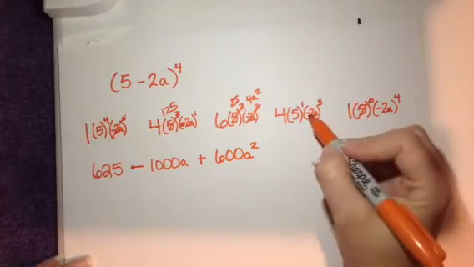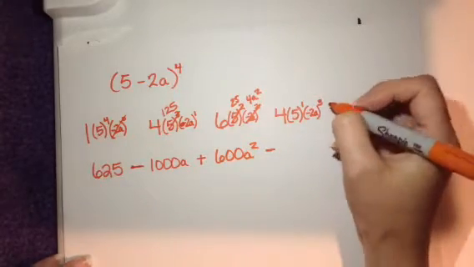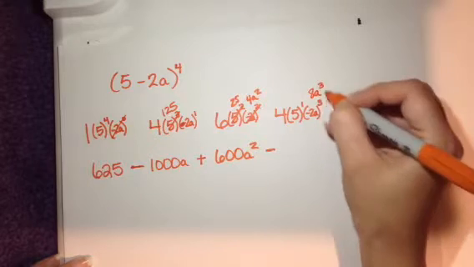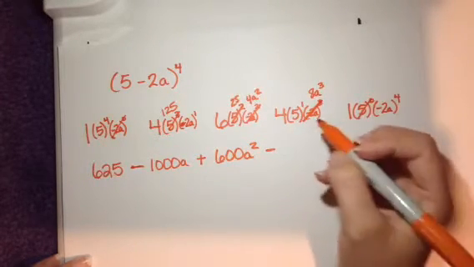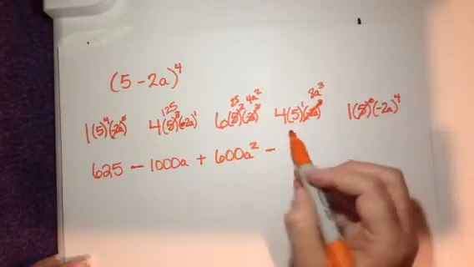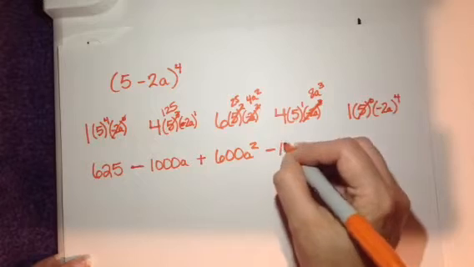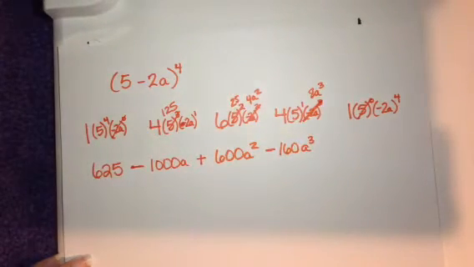Okay, then we have negative 2a to the third. That's going to be a negative number. So that 2 cubed is 8, and a cubed. A to the third power, excuse me, is a cubed. 5 to the first, well, that's just 5. So 4 times 5 is 20. 20 times 8 is 160. And then it would be a cubed.